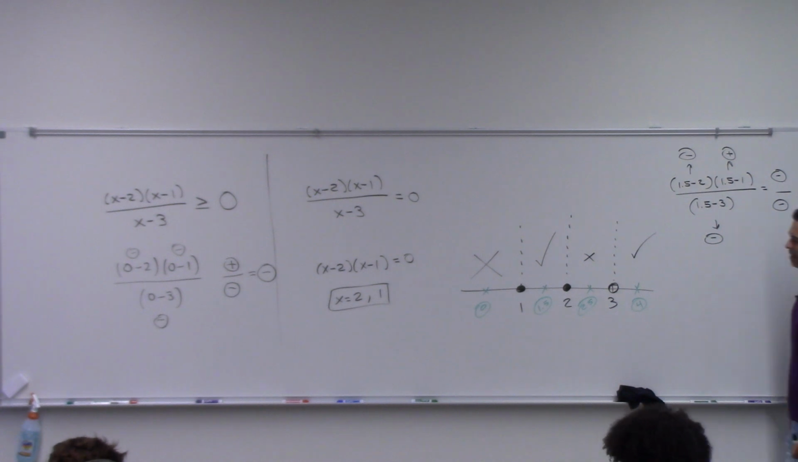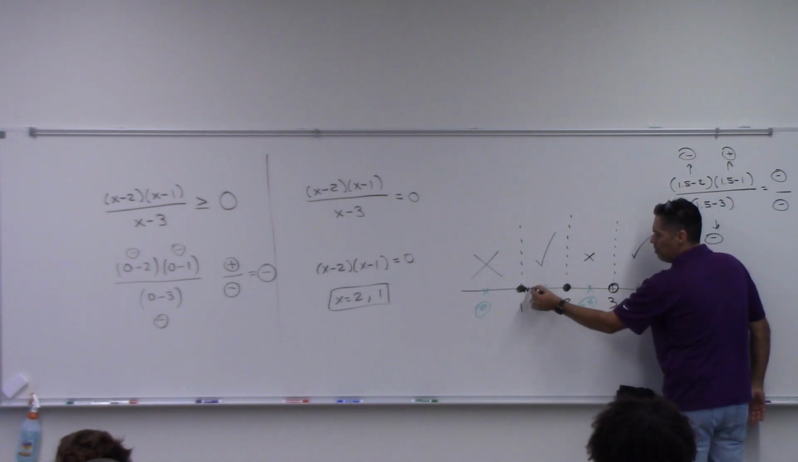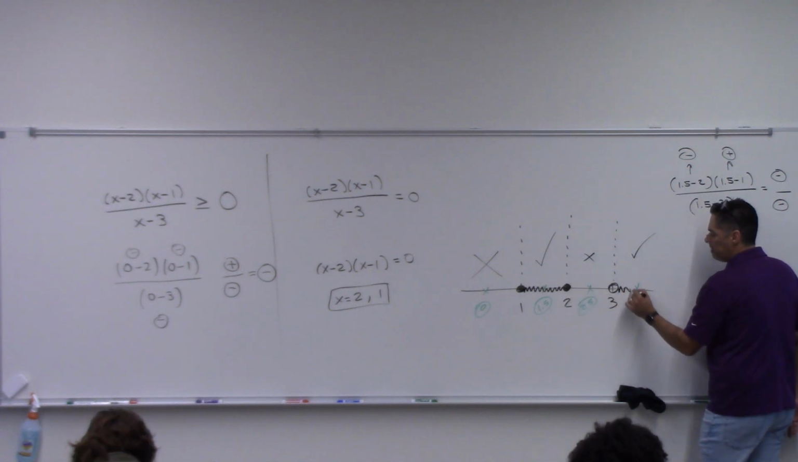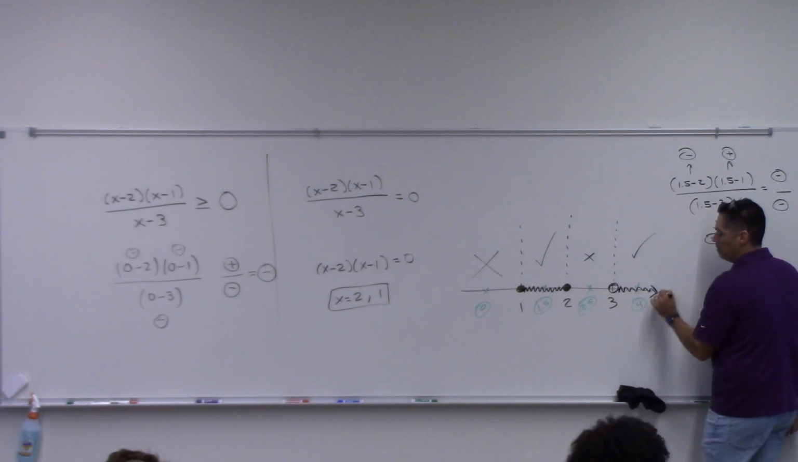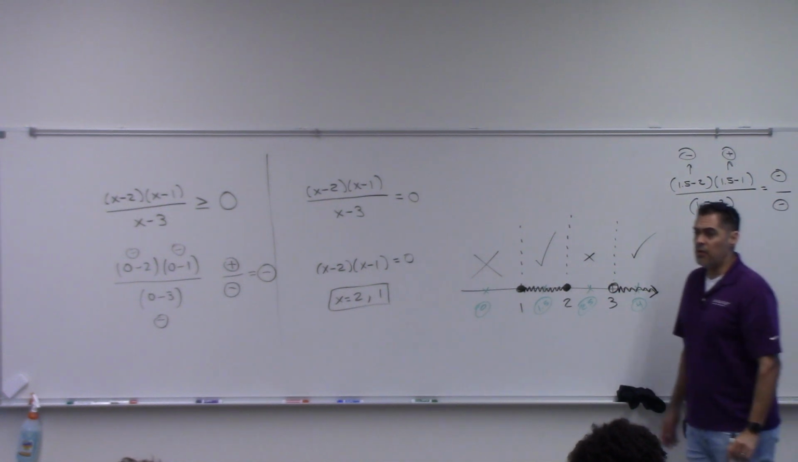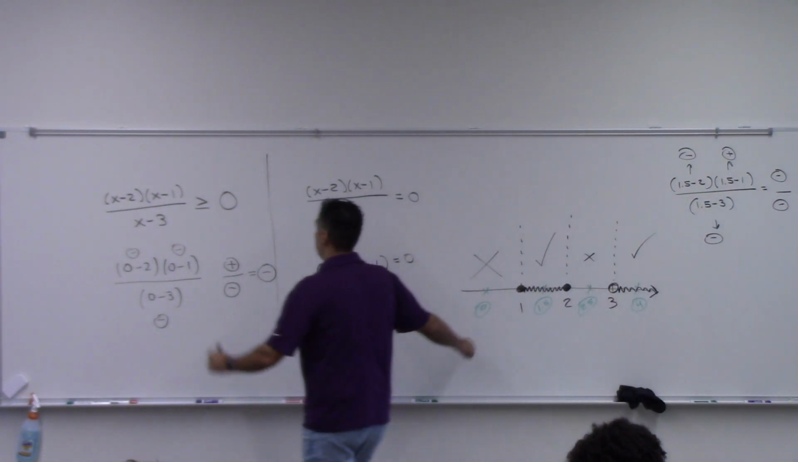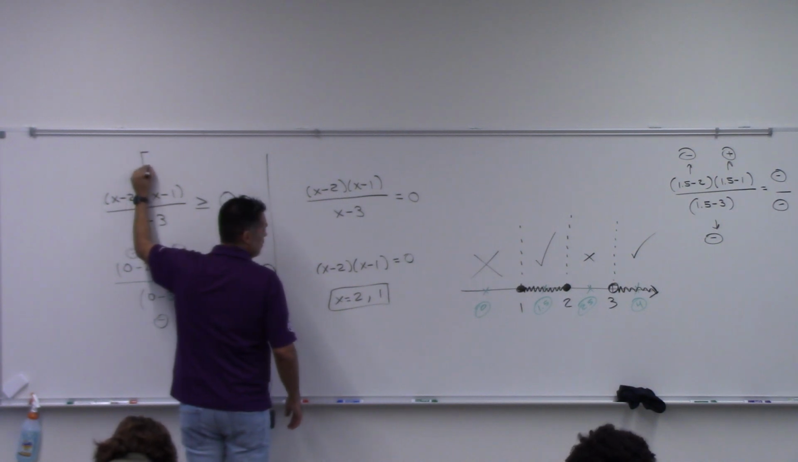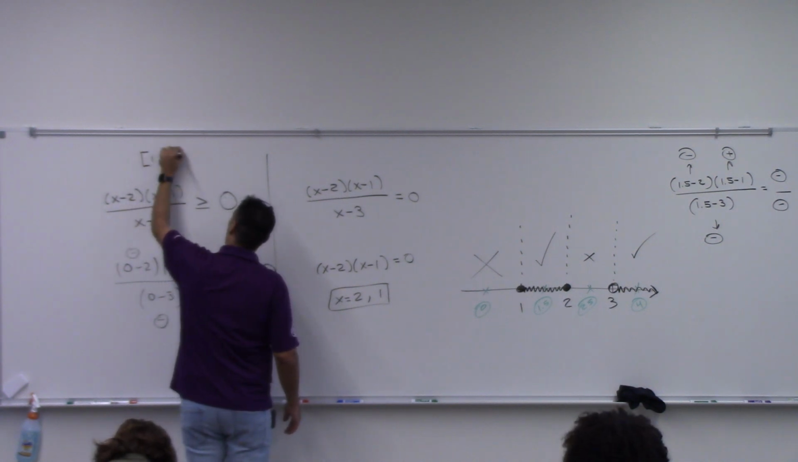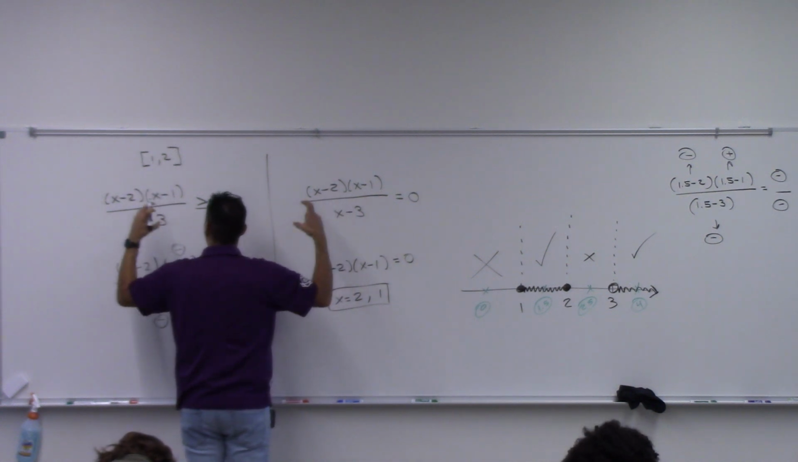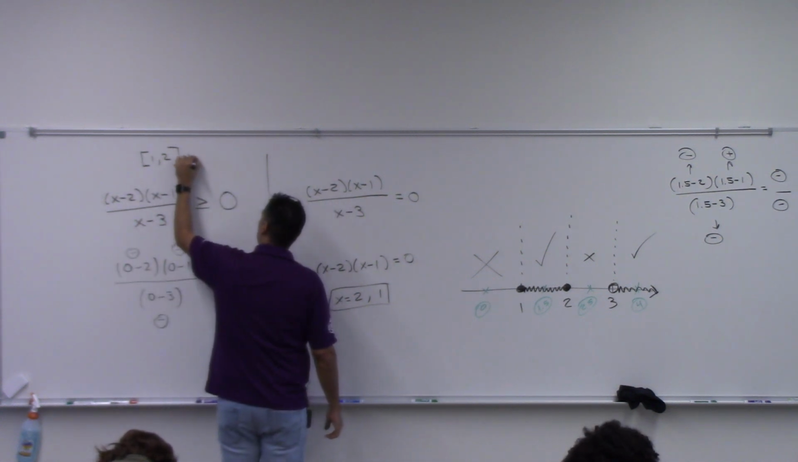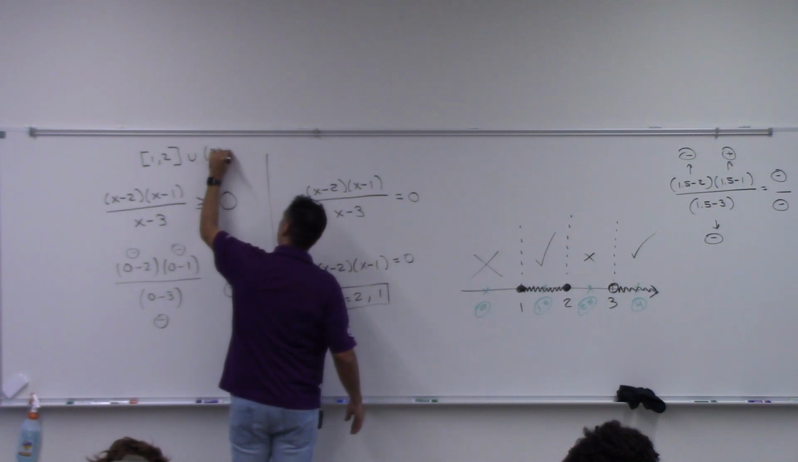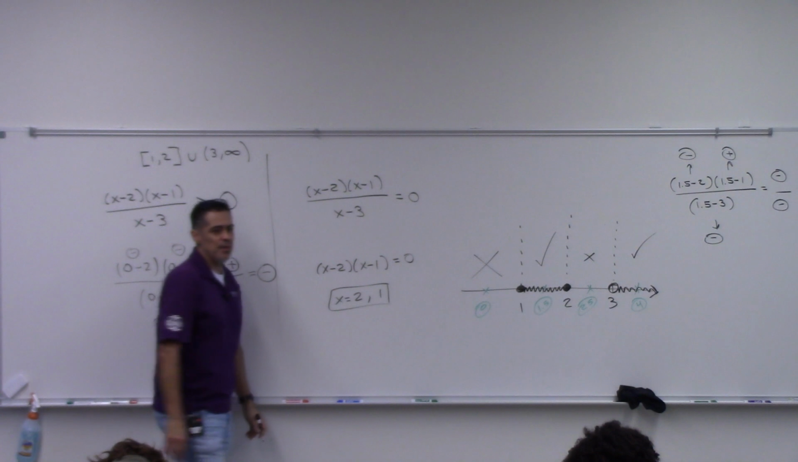And so what we can say is that our answer is everything between those two numbers, and then also everything past 3 to the right forever. How do we write it in interval notation? Our solution is the set bracket 1, comma 2 bracket, that's everything between 1 and 2, including the two endpoints, union, and then everything past 3, but not including 3. So 3 to infinity, parentheses on both.